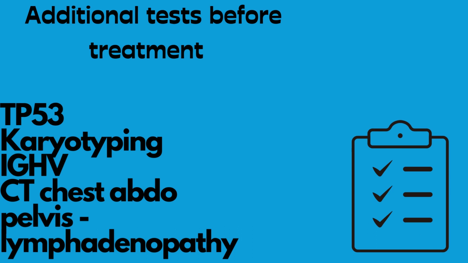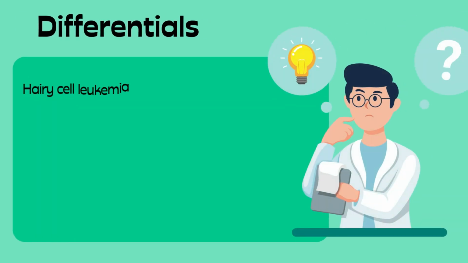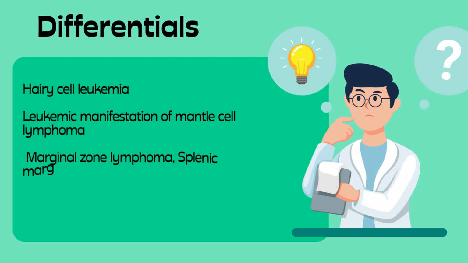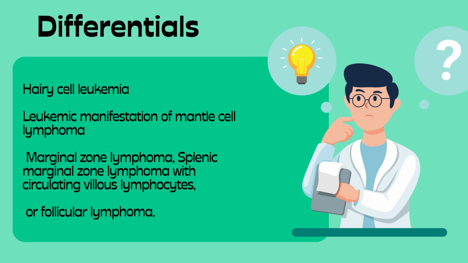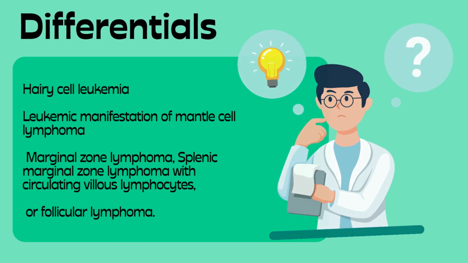Bone marrow is not essential at diagnosis unless someone develops cytopenias, and you would want to do genetic testing for TP53 and ATM prior to treatment. Alternative differentials would be hairy cell leukemia, mantle cell, marginal zone lymphoma, splenic marginal zone lymphoma, or follicular lymphoma, which will be discernible on immunophenotyping or biopsy.